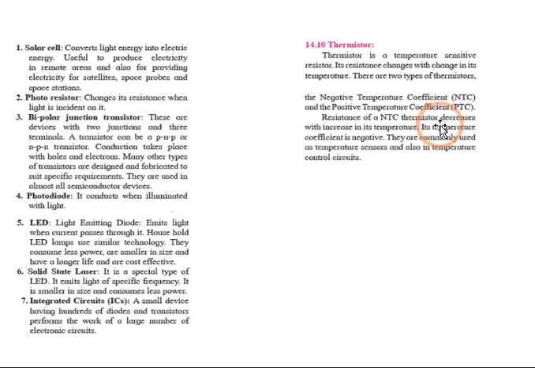A thermistor is a temperature sensitive resistor. Its resistance changes with change in its temperature. There are two types of thermistors. One is negative temperature coefficient and one is positive temperature coefficient. So this is all about the PN junction diode. This is the end of your chapter on semiconductors.